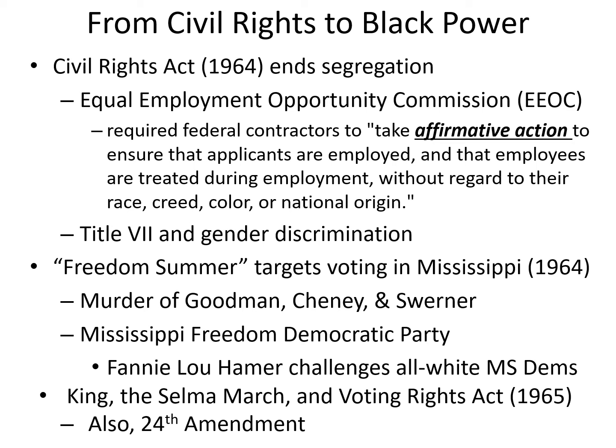Civil Rights Act of 64, ending segregation. Voting Rights Act of 65, and then the Civil Rights Act in 68, which looks at housing issues predominantly. Those are the big three that we need to know. Voting Rights Act also abolishes literacy tests. 24th Amendment comes in and knocks out poll taxes.